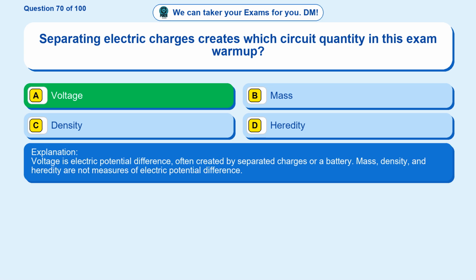Voltage is electric potential difference, often created by separated charges or a battery. Mass, density, and heredity are not measures of electric potential difference.